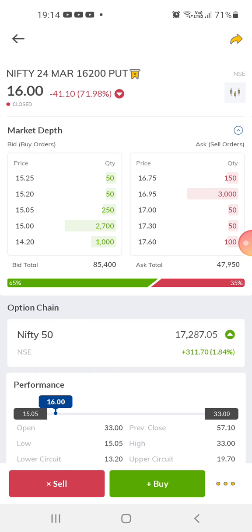So you should have proper risk management. I have covered that topic in my Telegram channel, so you can go through that. And what I want to say a little bit on this, coming back to Nifty.